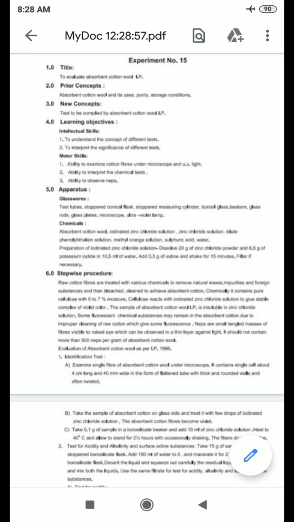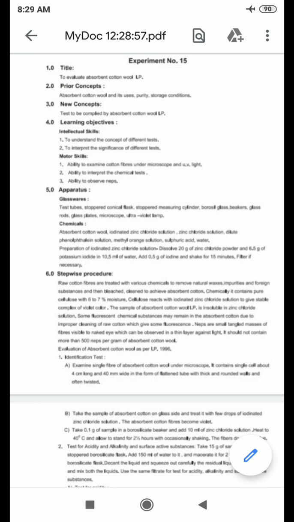Then, uses of absorbent cotton wool. Absorbent cotton wool is used for surgical dressings, cosmetic purposes, etc. It is mainly used for medical purposes in hospitals, dispensaries and nursing homes to absorb body fluid, and for making conventional types of sanitary napkins and pads.